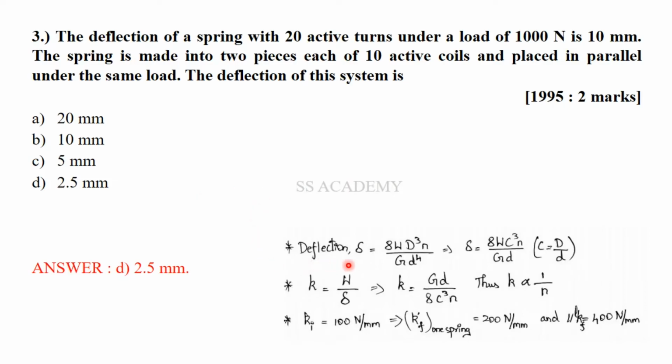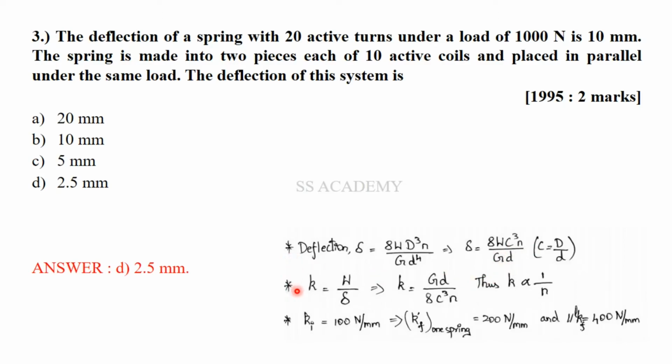First, deflection is derived using Castigliano's theorem. That is, the strain energy of the whole spring is determined and it is differentiated with respect to the load. You will be getting the deflection, which is equal to 8WD³N divided by Gd⁴, where W is the load, capital D is the mean coil diameter, and N is the number of active turns of the coil, G is the shear modulus or modulus of rigidity, and small d is the wire diameter. So we know that capital D by small d is the spring index. So you can write it as 8WC³N by Gd.